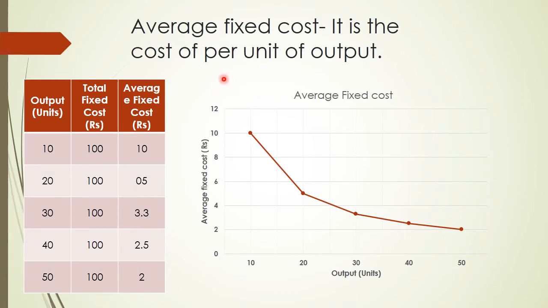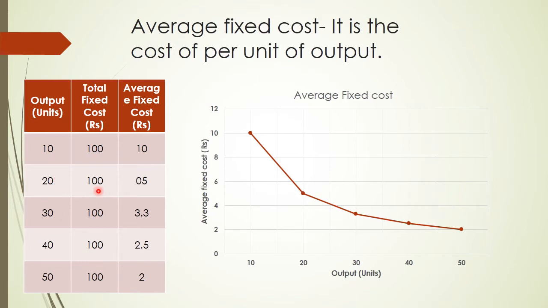Why is it a downward sloping curve? Very simple calculation. See, your fixed cost remains fixed whether you produce 0 units or 20 or 30, right? So as you produce more units, your fixed cost gets divided among that many number of units. See here, this is your output in units and your total fixed cost is 100.